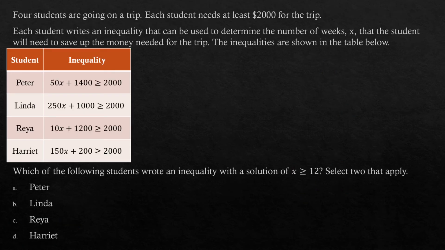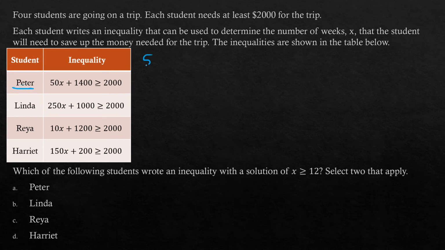All right, 4 students are going on a trip. Each student needs at least $2,000 for the trip. Each student writes an inequality that can be used to determine the number of weeks X that the student will need to save up for the trip. The inequalities are shown in the table. Which of the following students wrote an inequality with the solution of X is greater than or equal to 12? Select 2 that apply. So here we're just going to solve this.